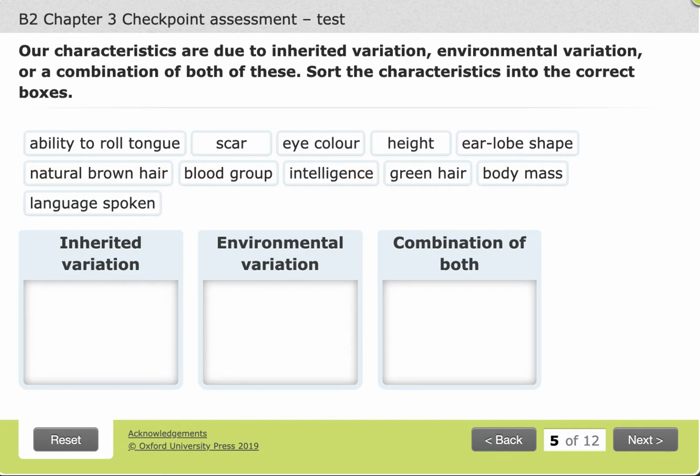B2 Chapter 3, slides 5 through to 8. The first one is about variation and the different types. We're thinking about which are inherited, which are environmental, and which are a combination of both. Okay, we'll look at each of these in turn.